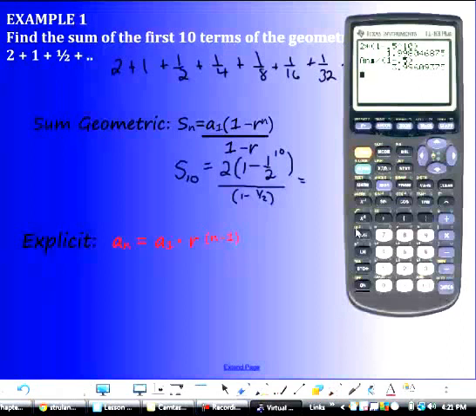A dirty decimal. Let's go into our math key. Let's convert it to a fraction. Ah, there's my answer: 1023 over 256.